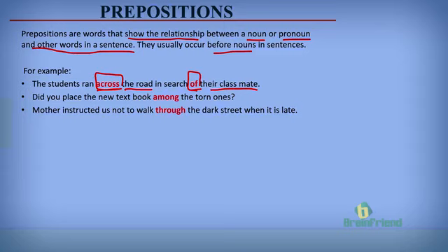And then we have, did you place the new textbook among the torn ones? The preposition among shows the relationship between the new textbook and the torn ones. And lastly, mother instructed us not to walk through the dark street when it is late. The preposition through shows the relationship between walk and the dark street. So these words are prepositions.